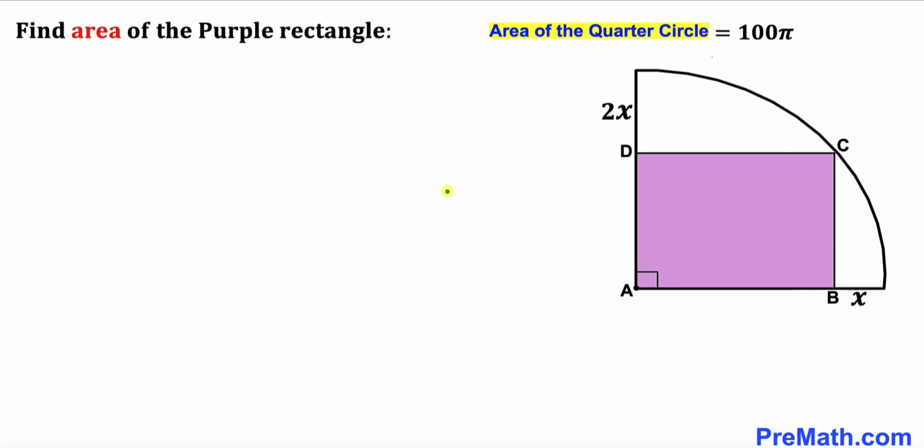Welcome to PreMath. In this video, we have this purple rectangle ABCD fully confined in a quarter circle, as you can see in this diagram, such that this horizontal segment is represented by X and this vertical segment is represented by 2 times X. Furthermore, the area of this quarter circle is 100 pi, and the center of this quarter circle is A. Now our task is to calculate the area of this purple rectangle ABCD.